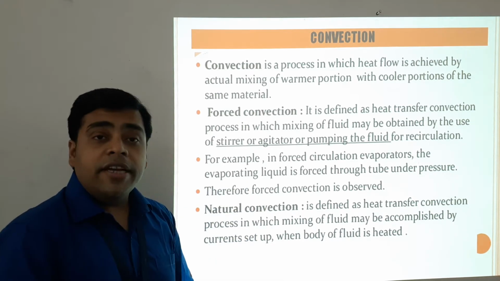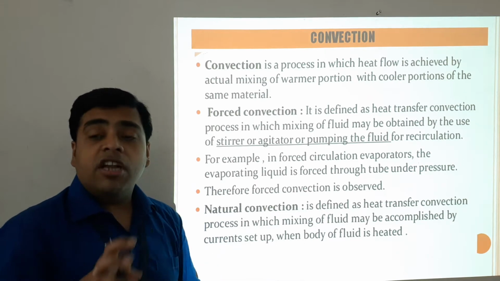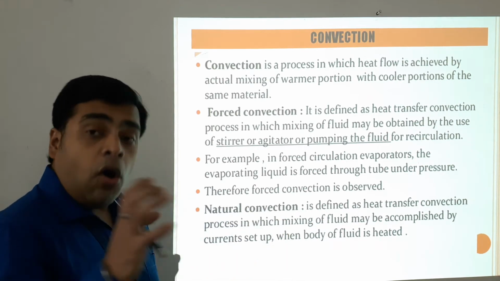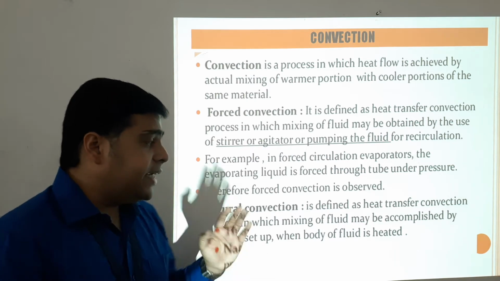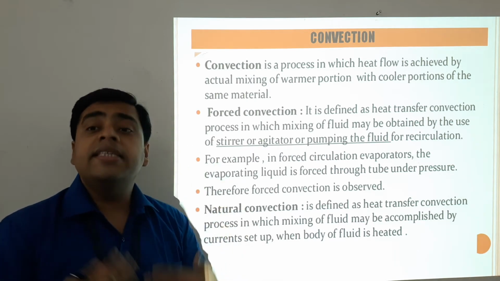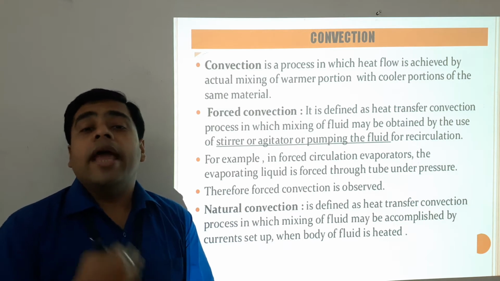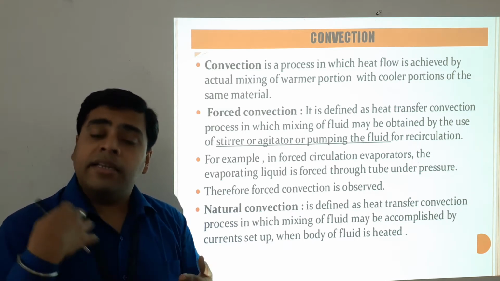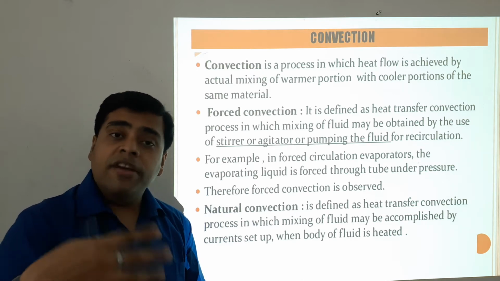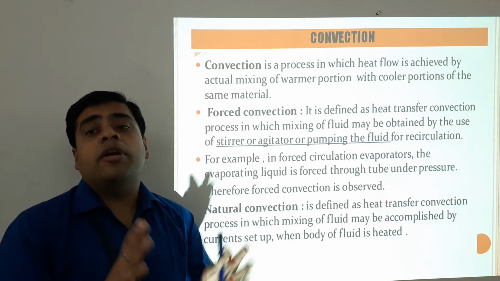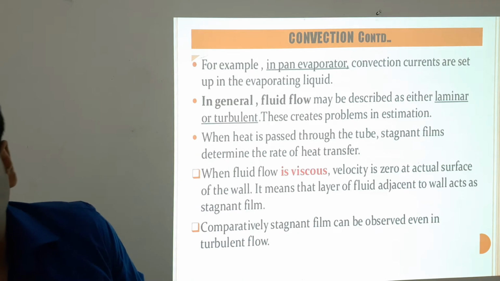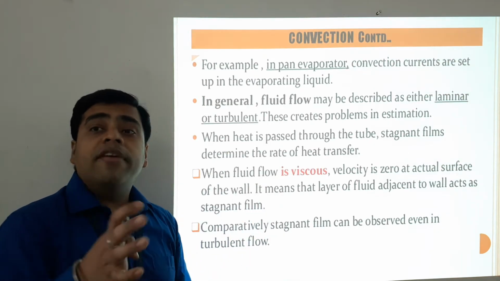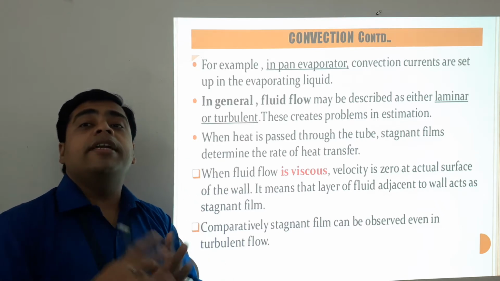Come to natural convection. It is defined as the heat transfer convection process in which the mixing of the fluid occurs by current setup when a body of fluid is heated. So there is no agitator or forceful transfer of the fluid, but the convection occurs naturally after the fluid is heated up. For example, in a pan evaporator, the convection currents are set up in the evaporating liquid.